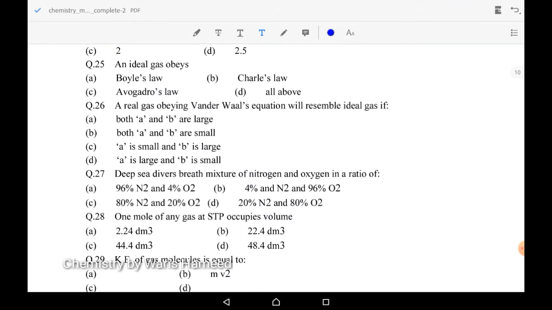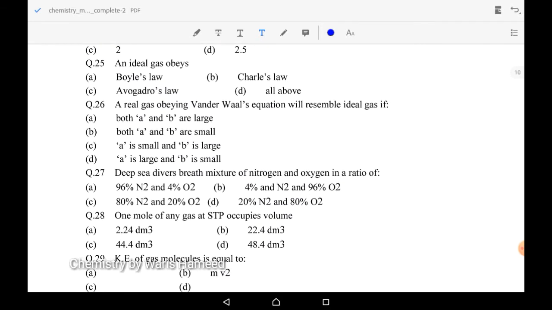25th MCQ. An ideal gas obeys all laws: Boyle's law, Charles' law, Avogadro's law. The gas is ideal when it obeys all laws. A real gas obeying the van der Waals equation will resemble an ideal gas if the values of constants A and B are small. Then we can say that option B is correct. When A and B are small, the van der Waals equation will resemble the ideal gas.